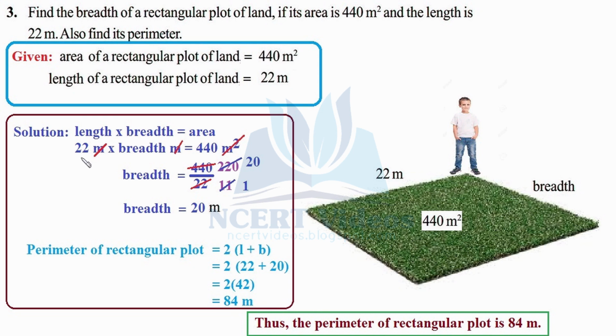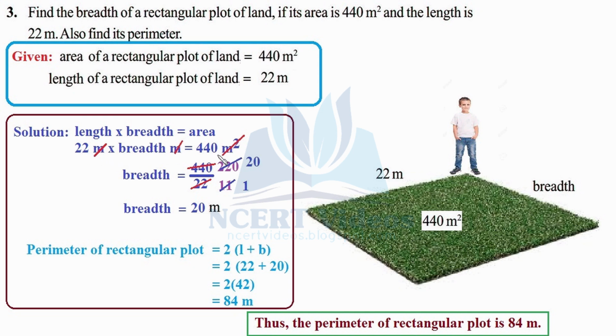Length is given to us, 22 meter, we wrote it. Into breadth, not given, therefore we wrote it, but we placed meter because it is also going to be in meters. Therefore we wrote the unit, that is equal to area. Area is given as 440 meters square. Now you can straight away cancel 2 meter with these 2 meters. Meter square is just a short form of meter into meter.